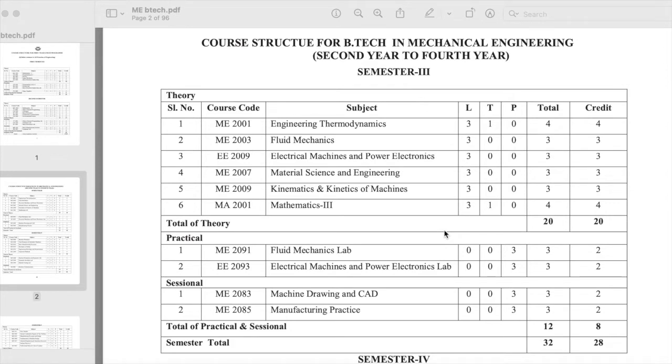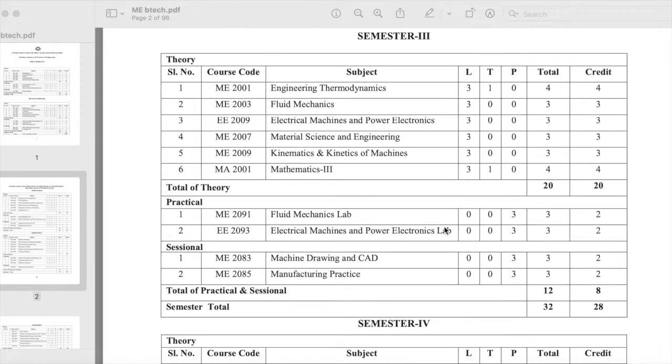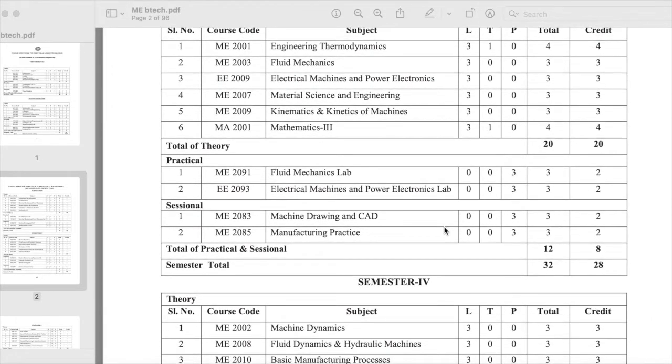3. Now come second year third semester. Theory part: Engineering Thermodynamics, Fluid Mechanics, Electrical Machines and Power Electronics, Material Science and Engineering, Kinematics and Kinetics of Machines, Mathematics 3. Practical: Fluid Mechanics Lab, Electrical Machines and Power Electronics Lab. Sessional: Machine Drawing and CAD, Manufacturing Practice.